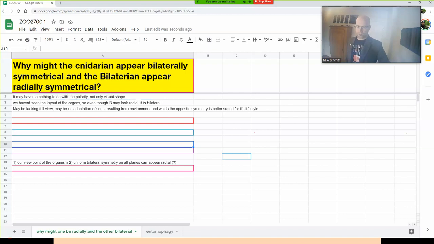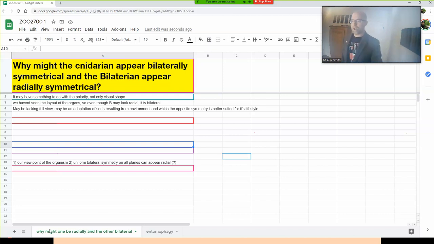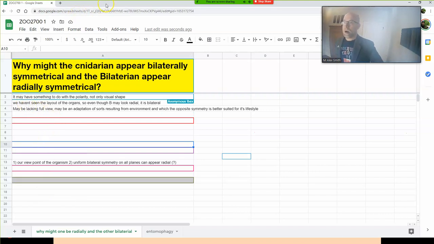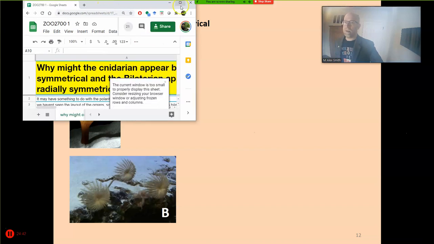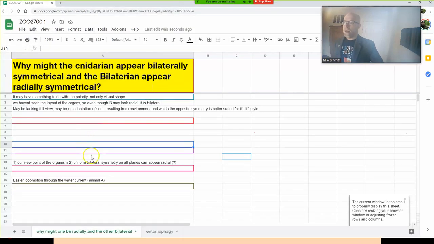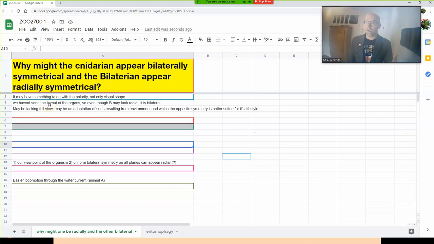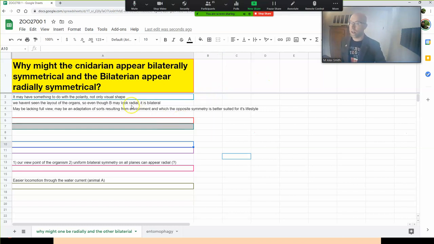Somebody had asked in the chat about eating insects. Yes, always. But there are two sheets, and the first one says, why might the cnidaria appear bilaterally symmetrical in the bilaterian array? And here are your thoughts. It may have something to do with the polarity, not the visual shape. That's interesting. We haven't seen the layout of the organ, so even though it may look radial, it is bilateral. Now you're getting there. That's actually quite thoughtful.